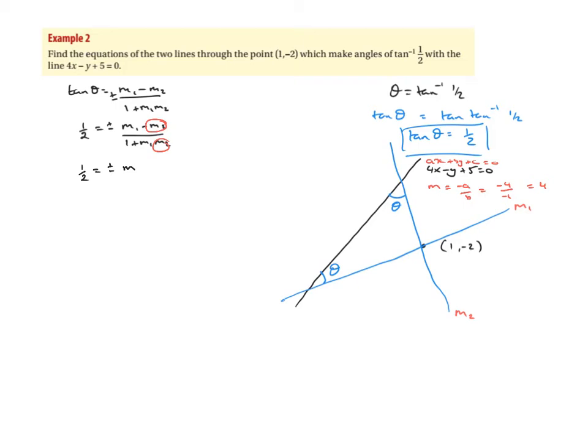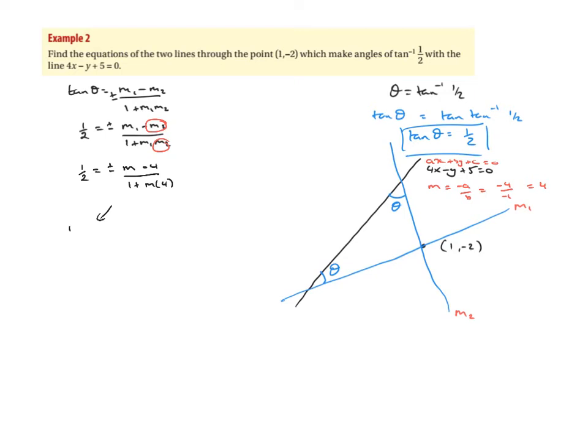So m minus 4 all over 1 plus, and I'm going to end up with m1, which is just m, and I'm going to end up with m2, which is 4. So there you can see I've got a half is equal to plus or minus m minus 4 all over 1 plus 4m. So there's two cases for this now.